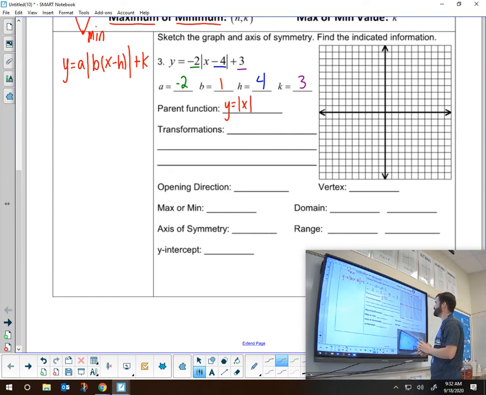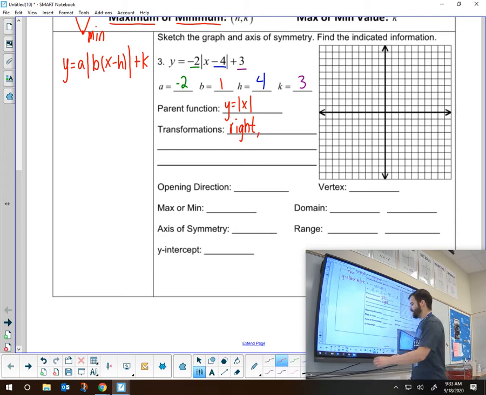My transformations are going to be that I'm going to go first, but with my h being a +4, we're doing the opposite of what's in there. So remember that we're going to go to the right 4. Okay, so my transformations, we're going to go to the right 4. You know what? I'm going to write that in the correct color.